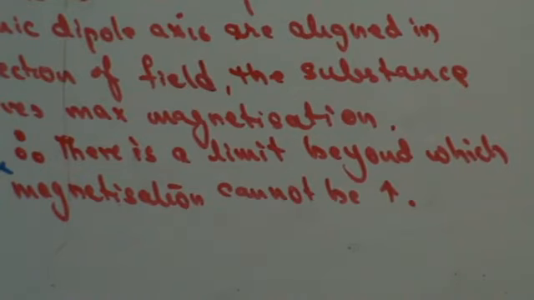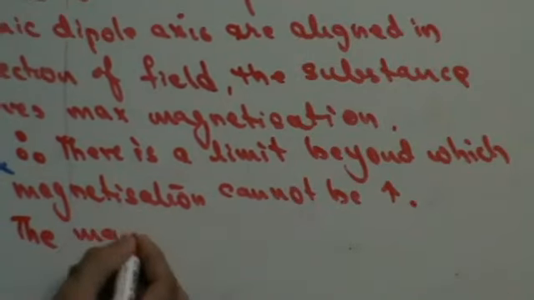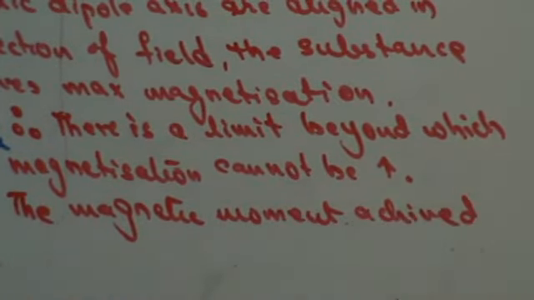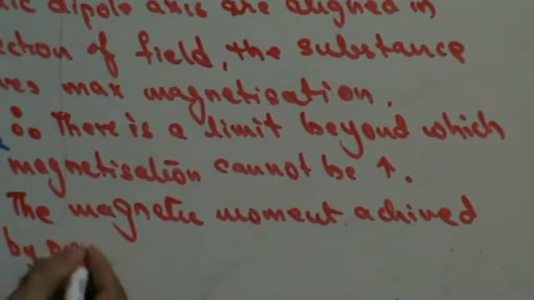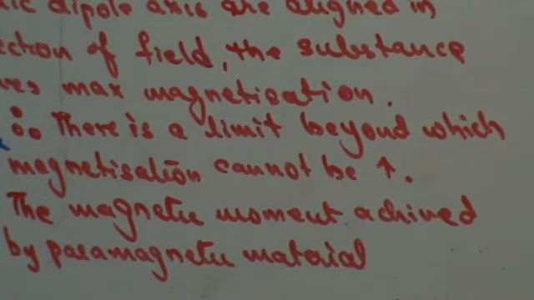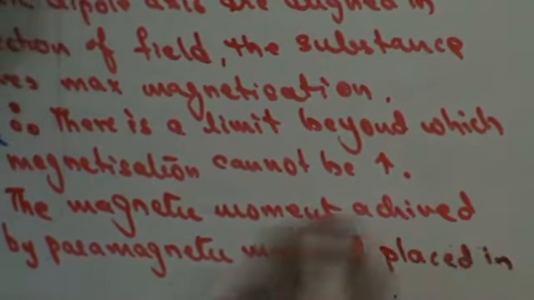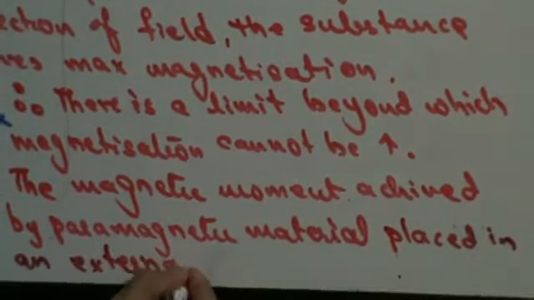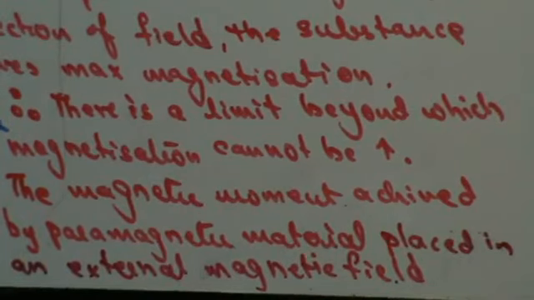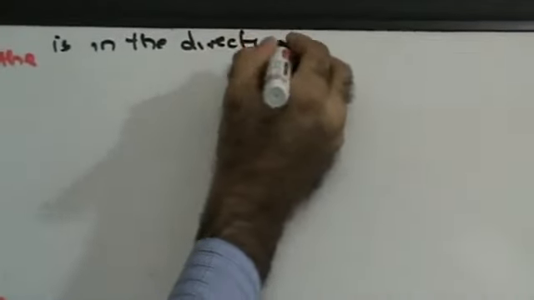Therefore, the magnetic moment achieved by a paramagnetic material placed in an external magnetic field is in the direction of the field.